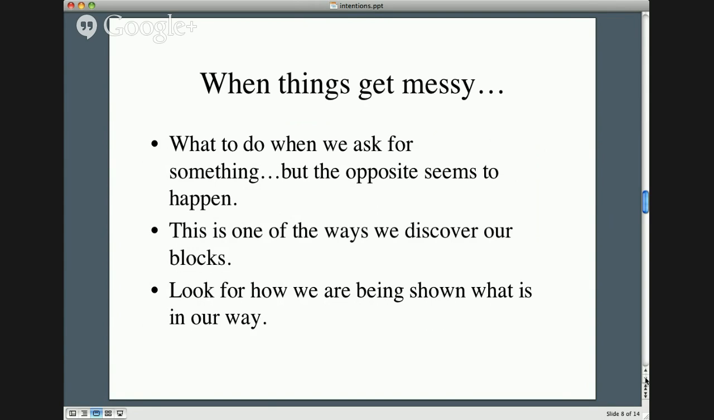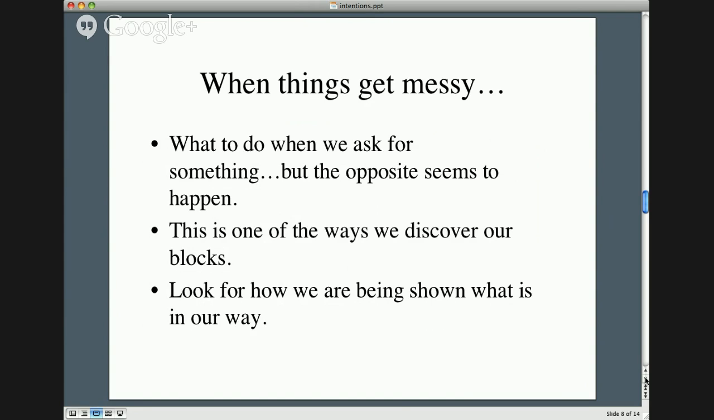So the universe is actually showing you the blocks by making things look a little messy, is one way of looking at it. When you're stepping in the direction of your goals and your visions, if things are getting messy, it's literally an opportunity to evaluate what is in your way and how you are blocking yourself. And the universe is, in a very gentle way, showing you what's in your way. It could be issues with relationships. It could be issues with your own health and diet that need to be cleaned up before you can step into a greater version of yourself.